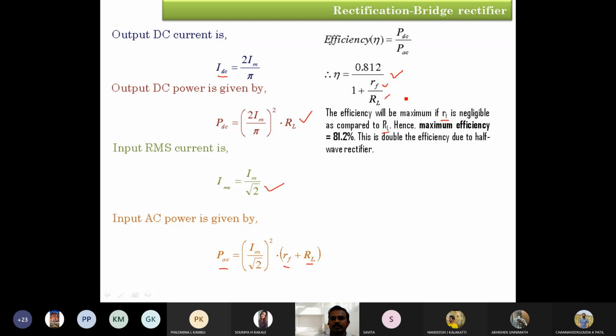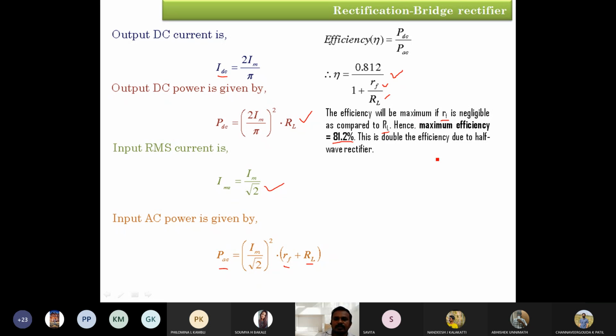So it is once again the minimum value itself. Therefore, we are going to neglect that minimum part, the maximum efficiency from a full wave rectifier. You can observe it is 81.2%, which is double that of a half wave rectifier.